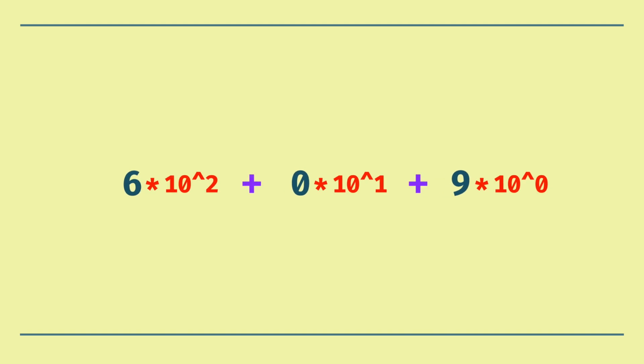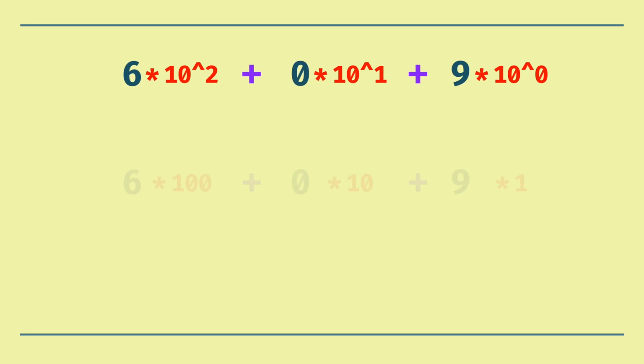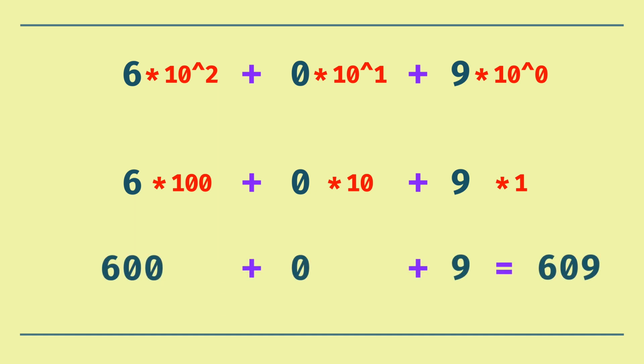Consider the number 609. In decimal, what does it really represent? Well, it's 6 times 10 to the second plus 0 times 10 to the first plus 9 times 10 to the 0. Or 6 times 100 plus 0 times 10 plus 9 times 1. 600 plus 0 plus 9 is 609.